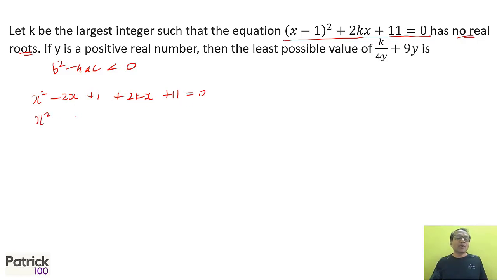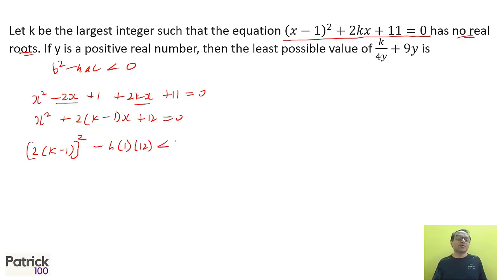So x square plus, you can add 2k minus 1 x, I'm combining these two, plus 12 equal to 0. If you do b square minus 4ac, b is 2 into k minus 1, square, minus 4 into a is 1, c is 12, is less than 0. 4 into k minus 1 the whole square is less than 48. 48 can go outside: k minus 1 the whole square is less than 12.